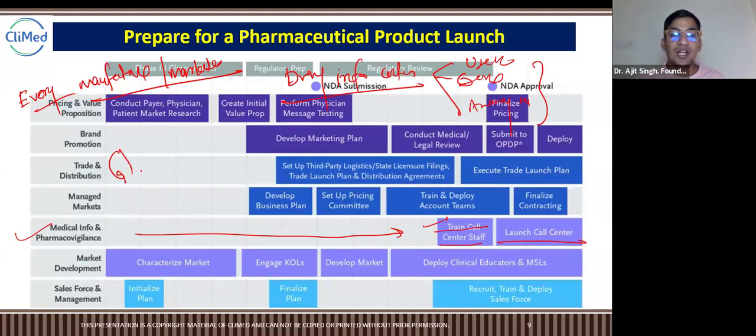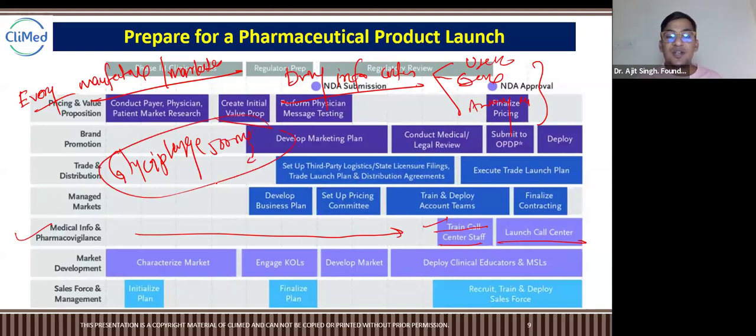Suppose I want to know about Glyciphage. Can you tell me what is Glyciphage 500 mg? Can someone tell me Glyciphage? Metformin. Okay, that is metformin. But metformin is the generic name. Glyciphage is a brand name, which I believe is distributed by Cipla or some company, I don't know which company. Anyways, whatever is their company name, whatever the marketer, they will set up a drug information center.